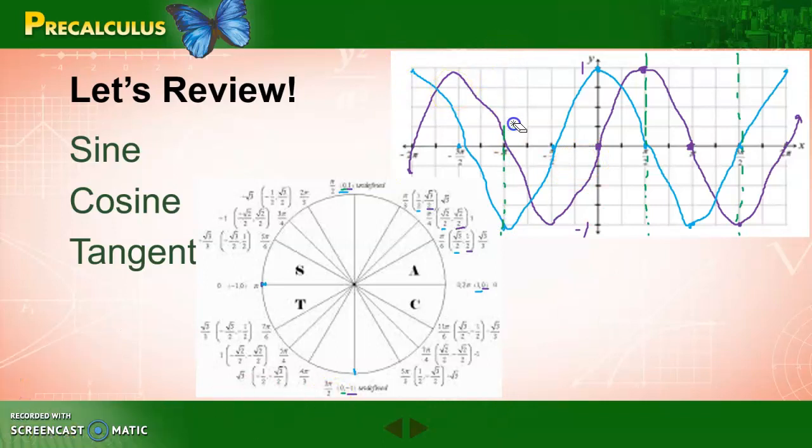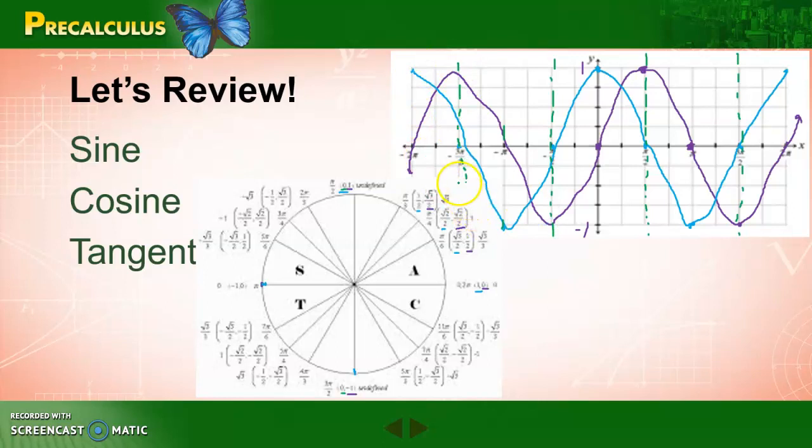I messed that one up a little bit. I wasn't paying attention to my axis. Let's try that again. And let's put the asymptote in the right place. There we go. Negative pi over 2 and negative 3 pi over 2.